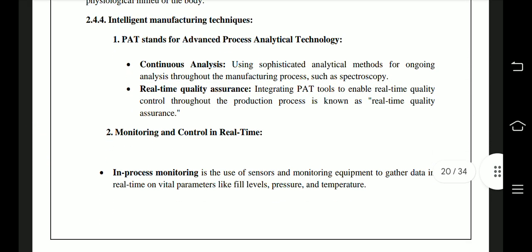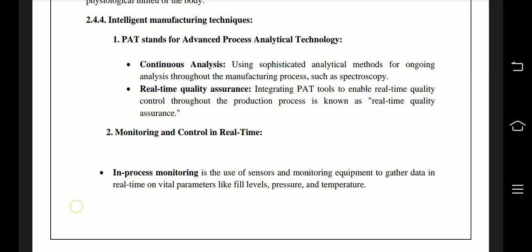Now I would like to discuss intelligent manufacturing techniques. First, intelligent manufacturing techniques include PAT, which stands for Advanced Process Analytical Technology. Continuous analysis: using sophisticated analytical methods, such as spectroscopy, for ongoing analysis throughout the manufacturing process. Real-time quality assurance: integrated PAT tools enable real-time quality control throughout the production process, known as real-time quality assurance.